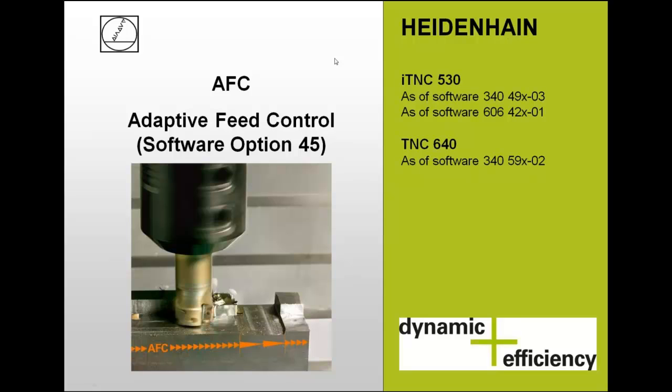Okay, function AFC, Adaptive Feed Control. It's a software option and it's available on both Heidenhain high-end controls, the iTNC 530 and the TNC 640. Also, the AFC function is part of the campaign Dynamic Efficiency. When you visit a Heidenhain booth on any show over the world, you will learn about this Dynamic Efficiency function. These are different software options to become better during a heavy machining roughing process.